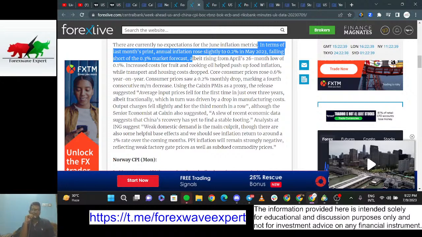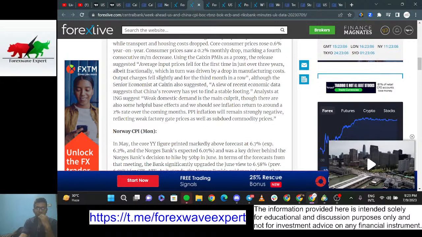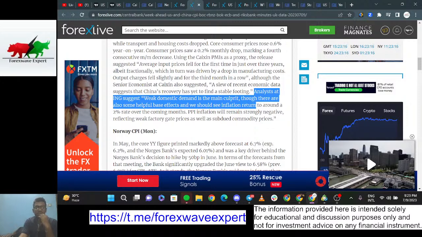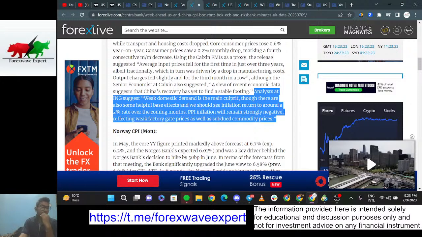This is a complex scenario, which means that in the short term, China is going to go weak, or let's just say the US dollar is going to go weak. But in the long term, the vice versa happens. That means the US dollar gets stronger and China may get weaker due to the chances of more inflation coming in the next couple of days, or let's just say months. The analysts at ING said weak domestic demand is the main culprit. There are also some helpful base effects, and we should see inflation return to around a 2% rate over the coming months. PPI inflation will remain strongly negative, reflecting weak factory gate prices as well as subdued commodity prices.